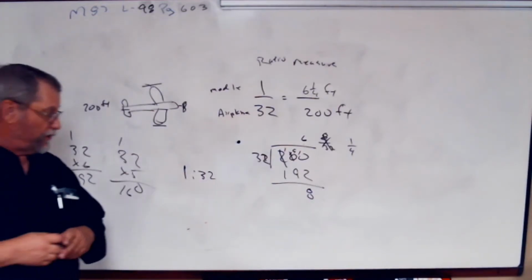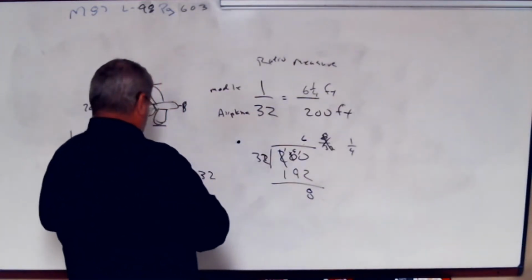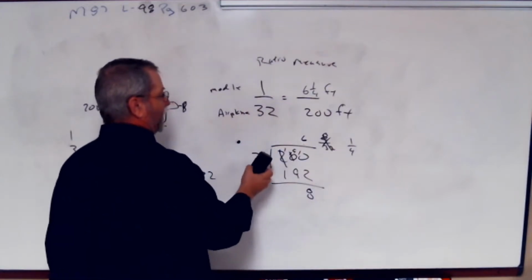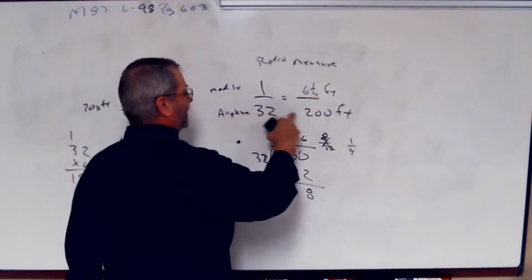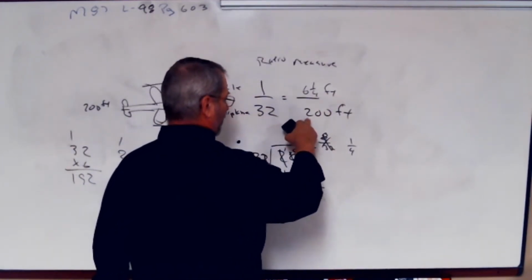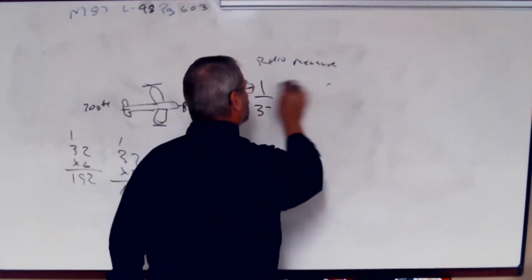So what you do is you set up the scale, the ratio here. Whatever they give you, if they give you the model, it goes here. If they give you the real, it goes here. And you cross multiply to find what you have.